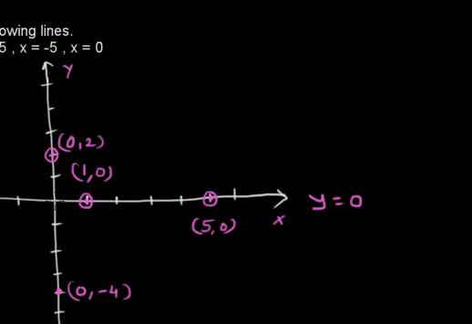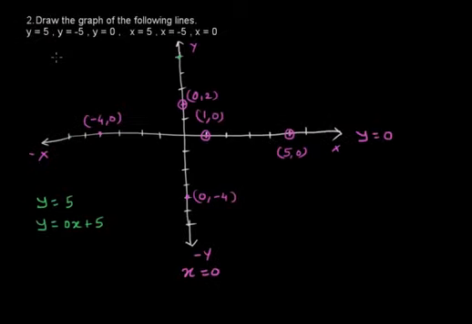Now let's see where this 5 meets: 1, 2, 3, 4, 5. This is the point (0, 5). Because the slope is 0, the line is parallel to the x-axis, because the angle made with the x-axis has to be 0. And the intercept is 5, which means the line passes through y equals 5.